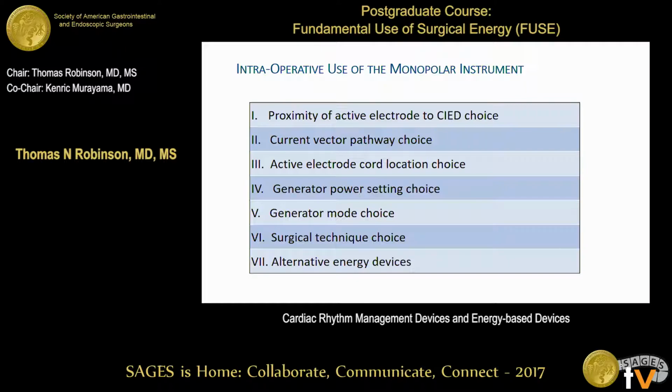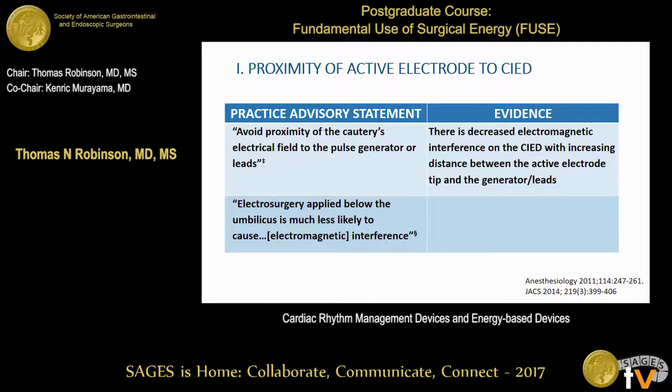So what are the things that you can do as a surgeon that are going to change the amount of interference on the implantable cardiac device? We've got 7 things here. So, the proximity of the active electrode to the implantable electronic device. This is intuitive. I don't think it's listed in every textbook. I don't think it's very helpful, though, because you can't really change where the device is or where your operation is, right? But I do think it's worth noting.